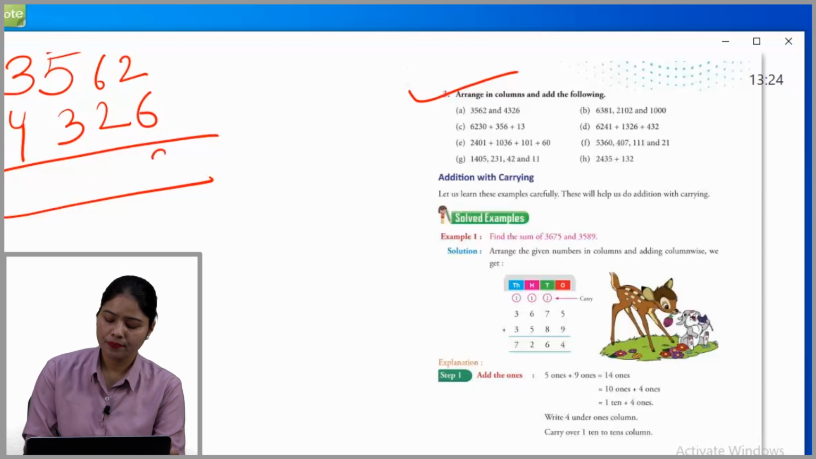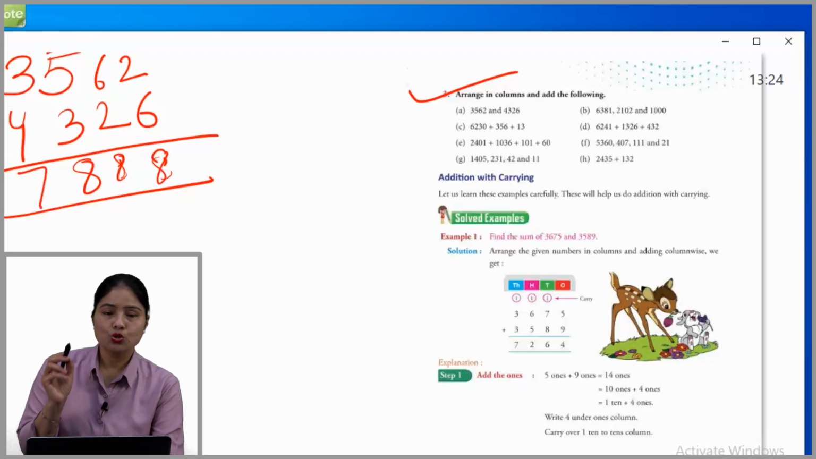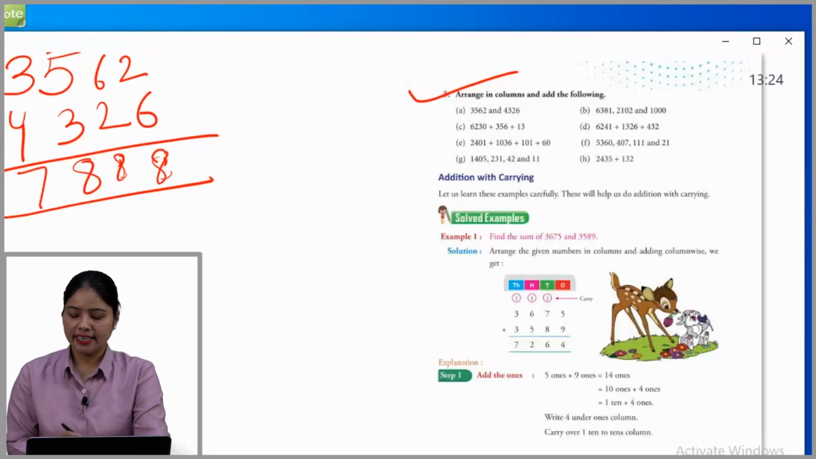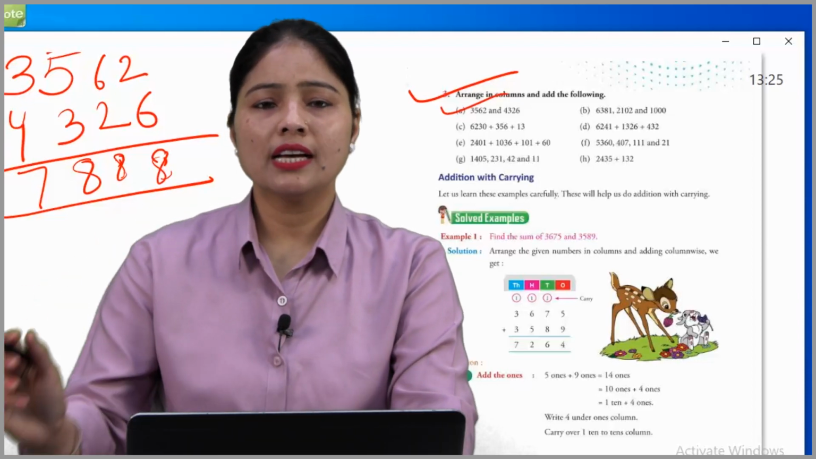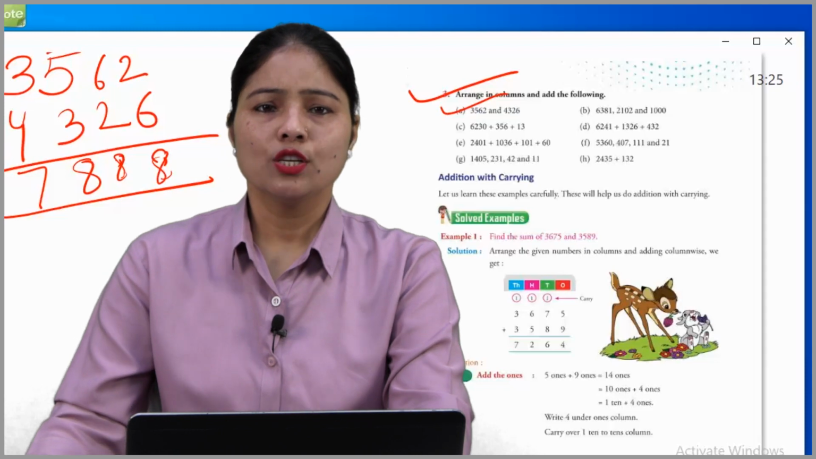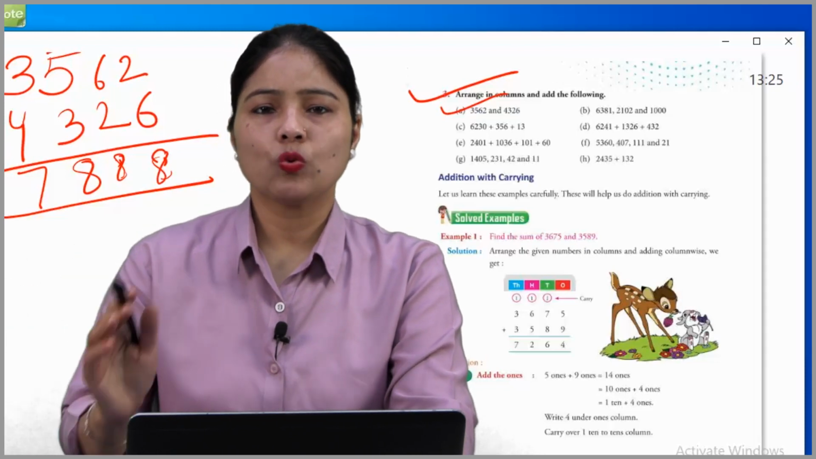6 and 2 is 8. Again 6 and 2 is 8. 5 and 3 is 8. And 4 and 3 is 7. So 7888 is the answer of that particular one. Similarly, you have to solve the other one yourselves. Okay. So now additions with carrying.